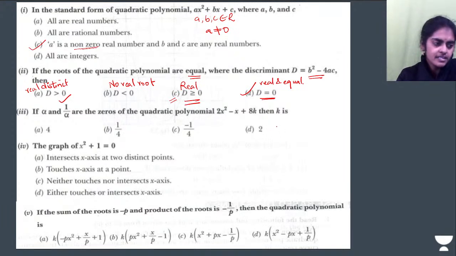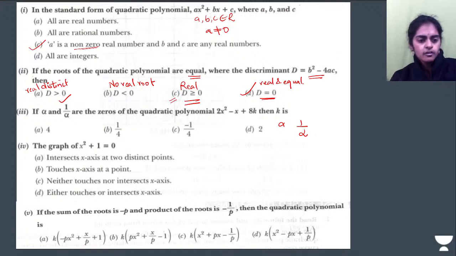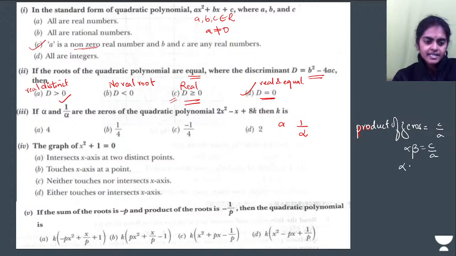So यहाँ पे ना देखो alpha and 1 by alpha are the zeros of this polynomial. You know the relation between product of zeros. Do you know what is product of zeros? Product of zeros is nothing but C by A. Okay, alpha into beta is C by A. So here alpha is there and beta is nothing but 1 by alpha. So this is C by A.